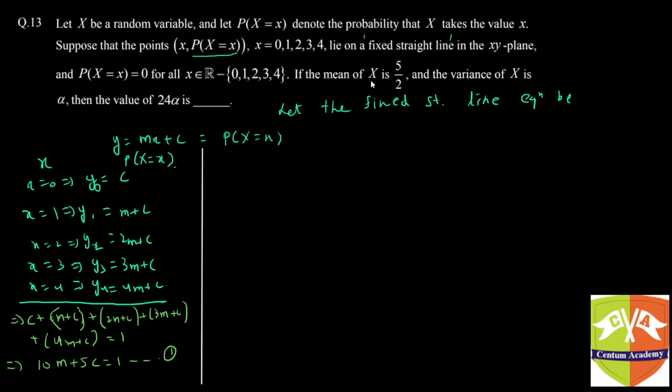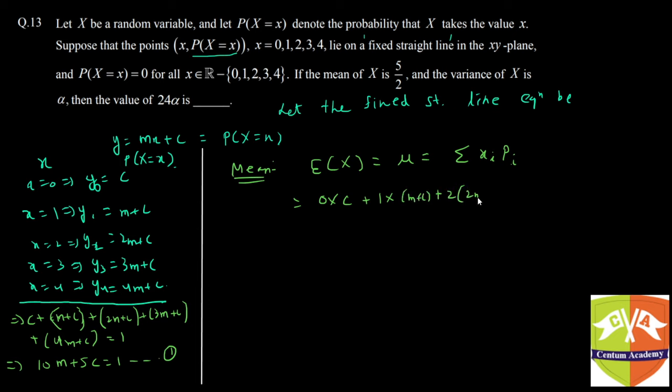Next data that is given is the mean of X is 5 by 2, then what is the variance? And if variance is alpha, then 24 alpha. Now what will be the mean? The formula to calculate mean, it is also denoted as expectation of the variable X, or sometimes mu also. This is nothing but sigma xi times P of i, probability of happening of this event. So this will be xi is 0 times its probability c, plus 1 times m plus c, plus 2 times 2m plus c, plus 3 times 3m plus c and plus 4 times 4m plus c.